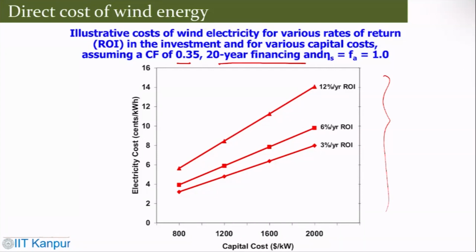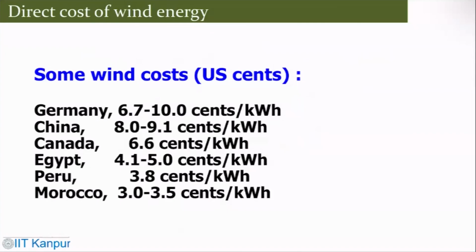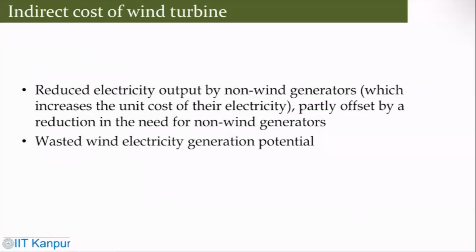But more importantly, one has to understand this calculation, and that different countries have different per kilowatt hour rates. So you can see the wind energy rate, but this can be further improved by bringing down more of the indirect cost of the wind turbine.